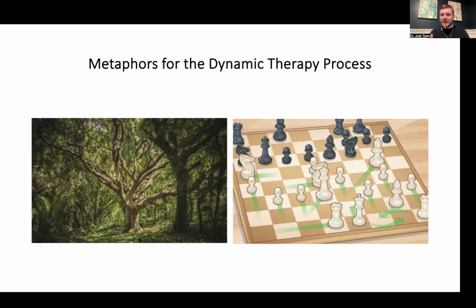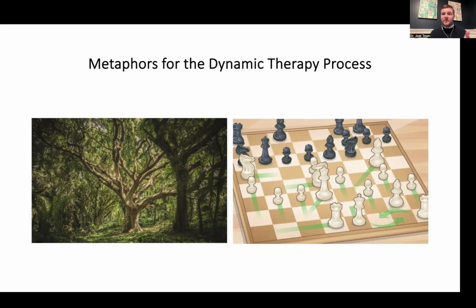Another metaphor is paralleling dynamic therapy to a game of chess. So the similarities here are that the typical ways you start a game of chess, there are only a few ways in which you're going to do so. And the same for dynamic therapy. You're typically clear on how you're going to get the ball rolling. Likewise, in chess, you know how the game's going to end. Similarly, in dynamic therapy, you have a sense of how the process is going to close.